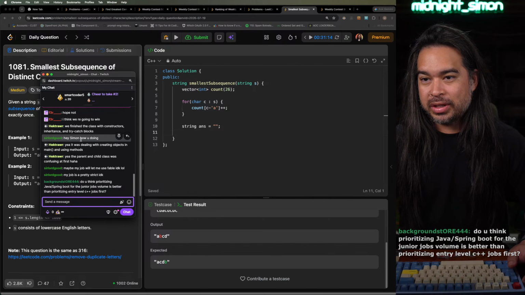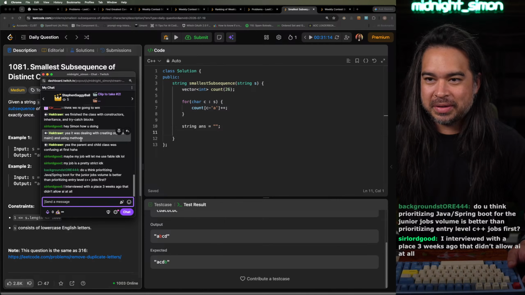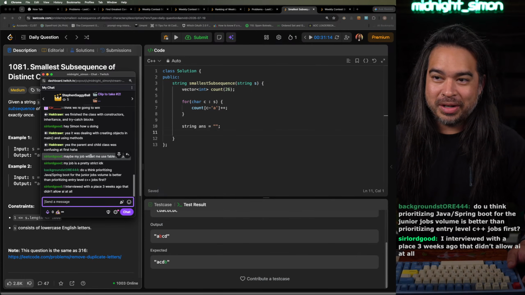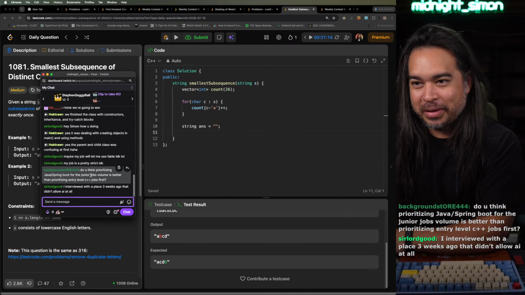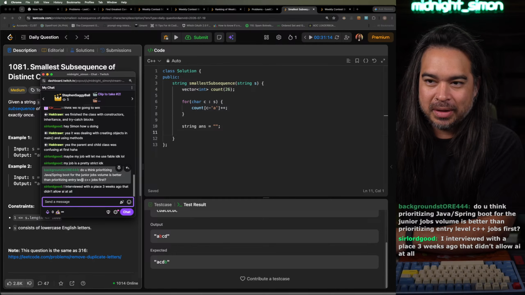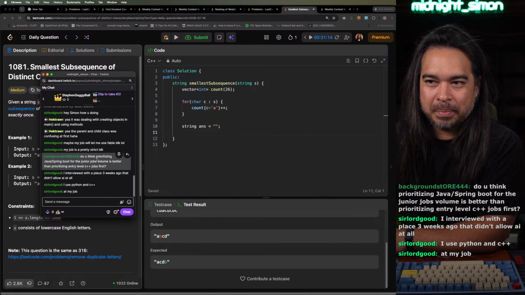Do you think prioritizing Java Spring Boot for the junior jobs volume is better than prioritizing entry-level C++ jobs first? I don't know, man. I think you're basically asking me which one is better for jobs, Java or C++. No idea. I think it's more like what would you rather work on is what you should prioritize. I don't know anything about Java either. I've never really been a Java developer. I've done a bit of Java here and there, but not as my main thing.